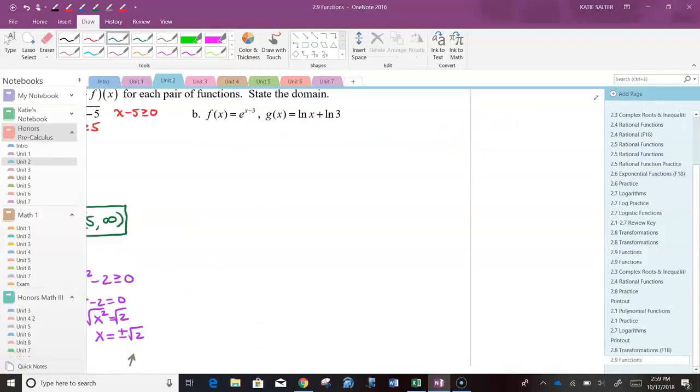All right, so since f of x is an exponential function, we know that the domain for all exponential functions is all real numbers. However, g of x has a logarithmic function in it, so we know that the domain in this case is x is greater than 0. It cannot equal 0. So in other words, it's from 0 to infinity. So let's start with f of g of x.